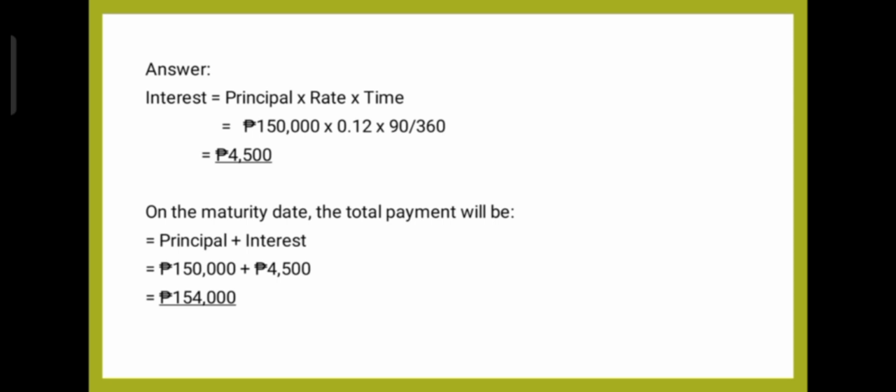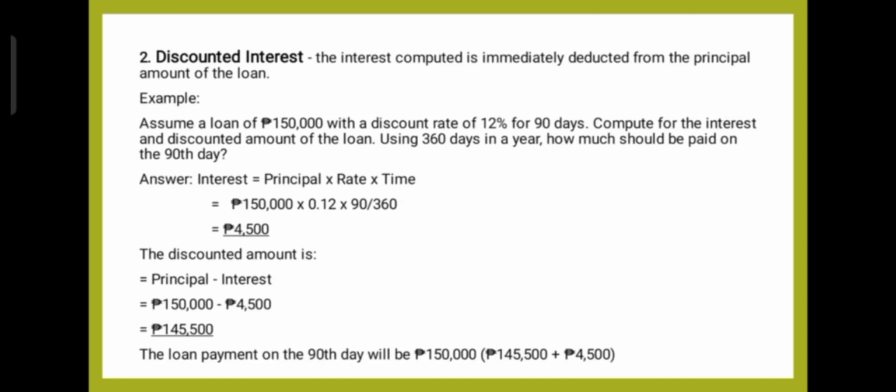So, on the maturity date, yung pinaka-total payment ay magiging principal plus interest. So, yung principal is 150,000 pesos plus yung interest is 4,500. And the total payment is 154,000 pesos. And the other methods is the discounted interest. Ito naman, yung interest ito is computed, is i-deduct kagad sa principal amount of the loan.